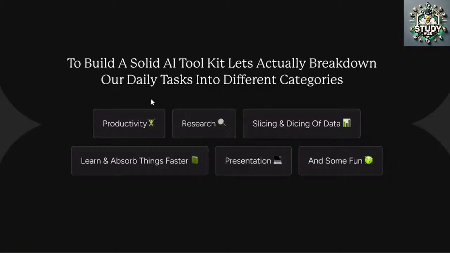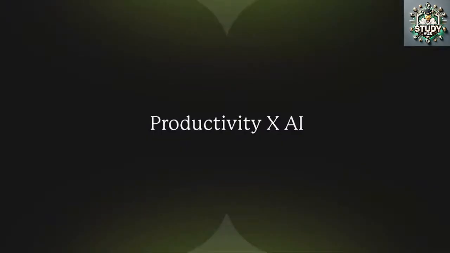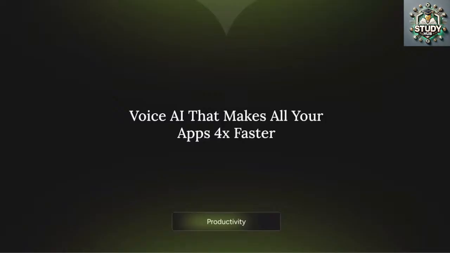And we have handpicked these buckets: productivity, research, slicing and dicing the data, right? Data can be anything. If you're from the marketing side, you have campaigns data, marketing data. If you're from the HR side, you have HR related churn data, employee data, any data. How you can do data analysis faster, how you can absorb and learn things faster, and some fun also is there, right? So this is where we are starting with our buckets. Let's look at the first bucket very quickly, which is productivity in AI.